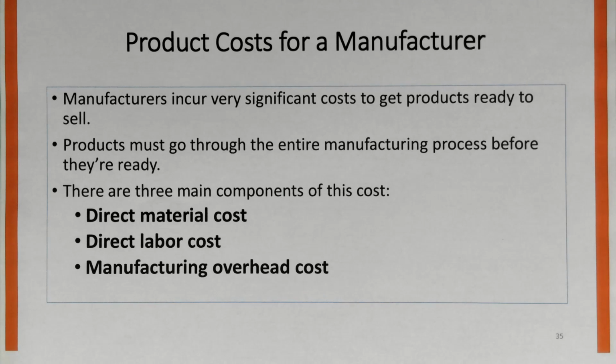Manufacturers incur significant costs to get their products ready to sell. Products must go through the entire manufacturing process before they're ready. The main components of manufacturing cost include direct material cost, direct labor cost, and manufacturing overhead cost.